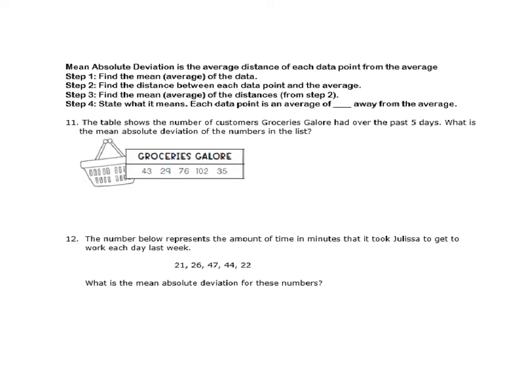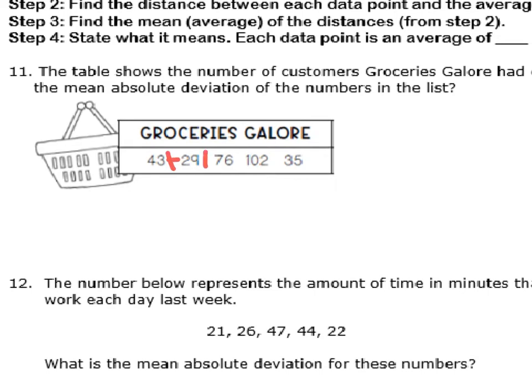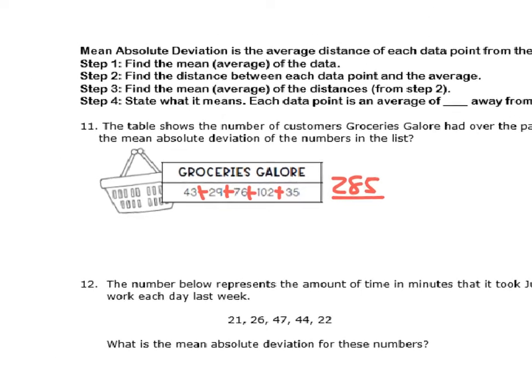The table shows the number of customers Groceries Galore has over the past 5 days. What is the mean absolute deviation of the numbers in this list? So step number 1 is going to be to add all of these together. We can do that in our calculator. 43 plus 29 plus 76 plus 102 plus 35. And I get 285, but that's not my answer. I still have to divide by however many numbers there are.